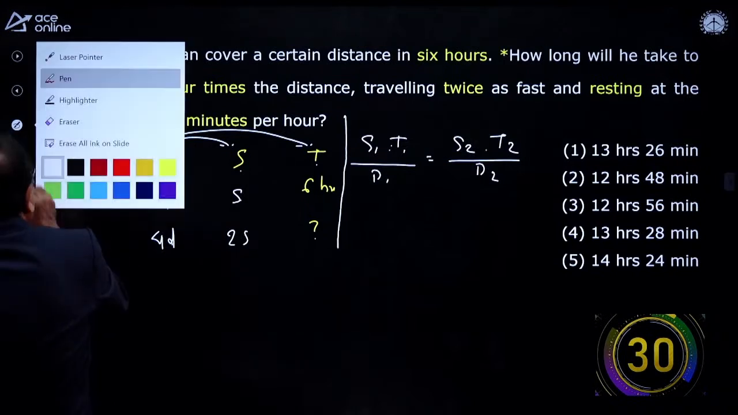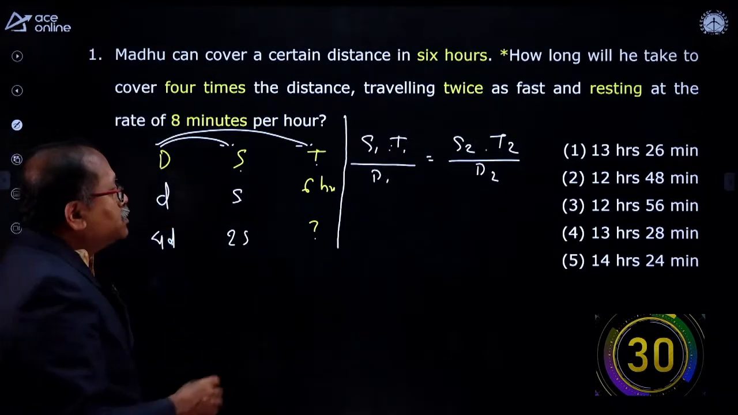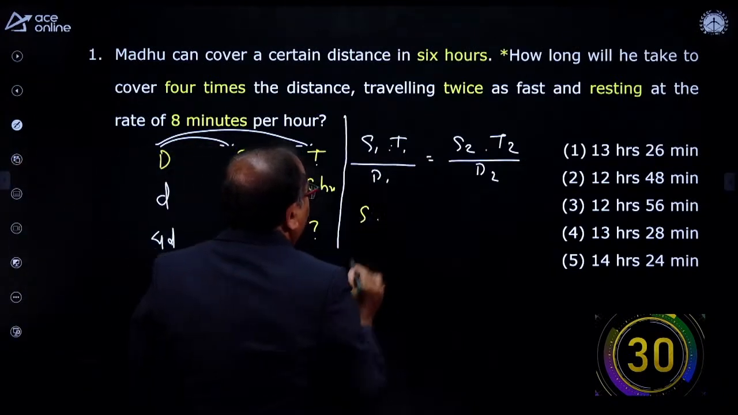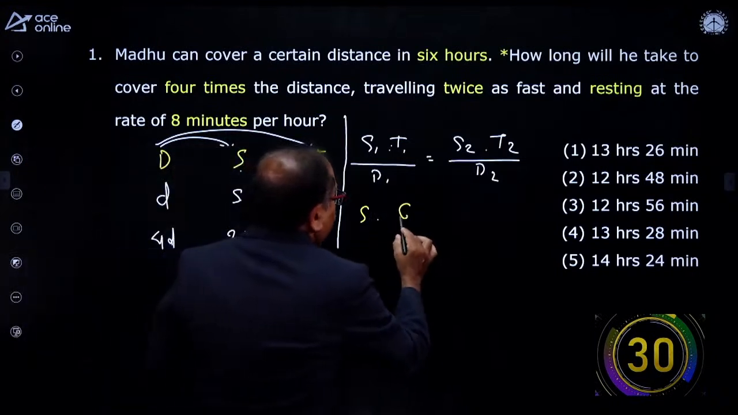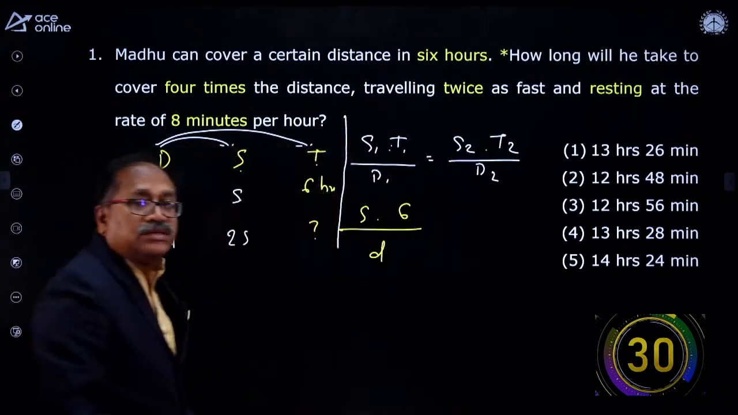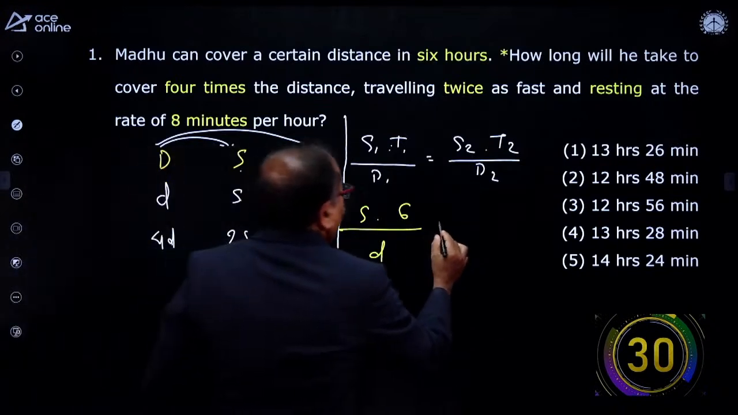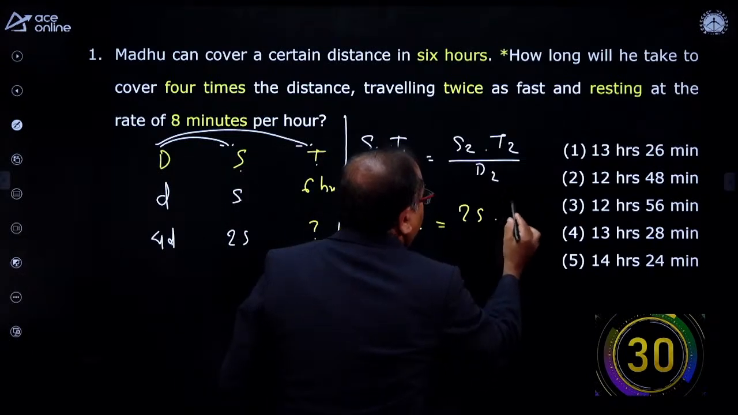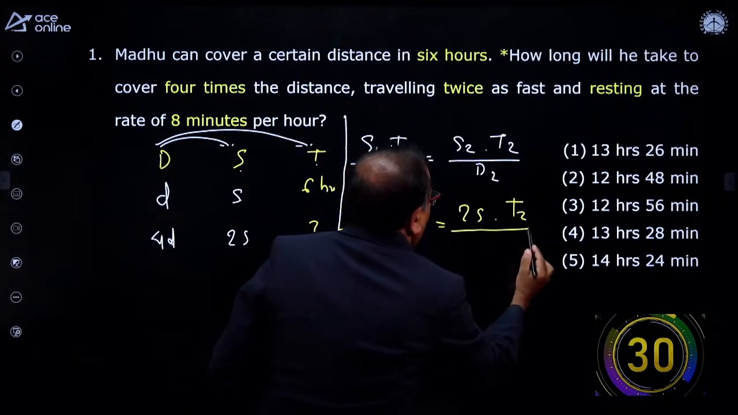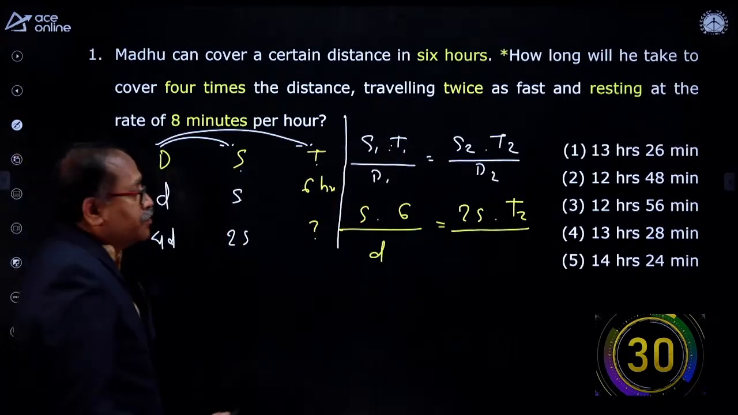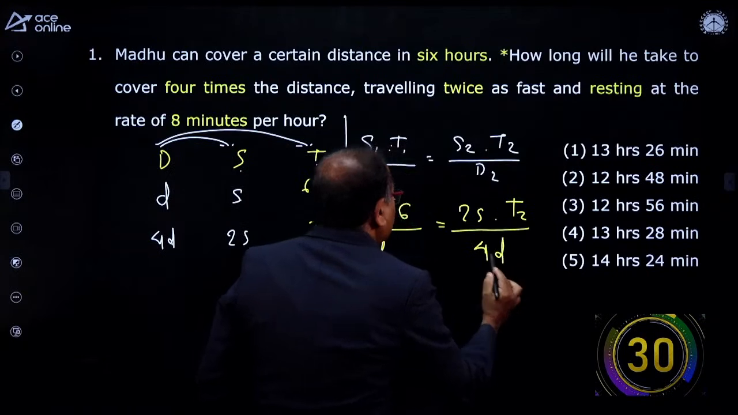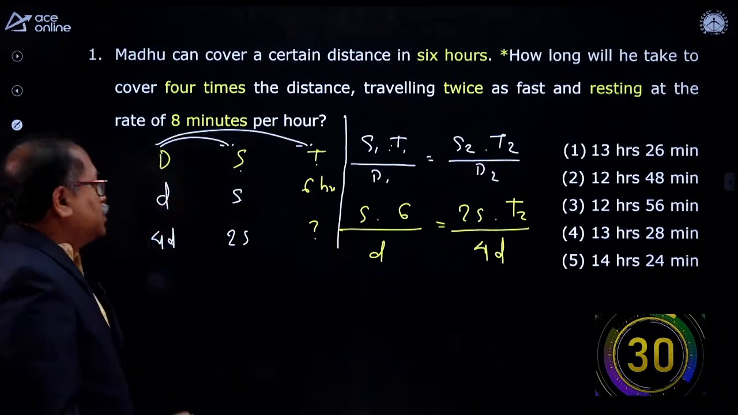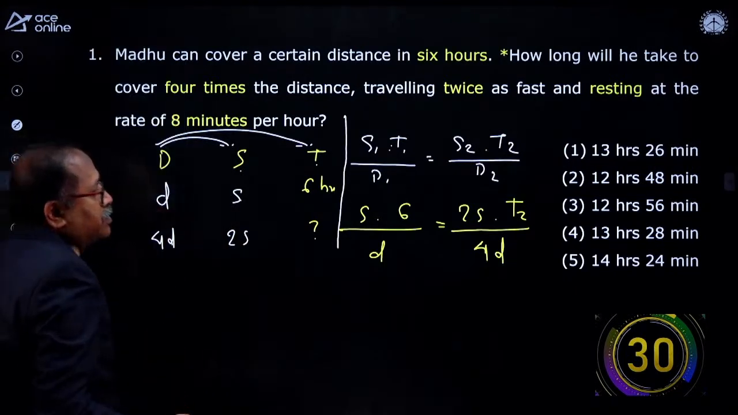Now if I write this, think about it. What is S1? S1 is S, into T1, which is 6, into D1, which is D, equal to S2, which is 2S, into T2, which is the question mark, and the distance given is 4D. So will I get the time? After that, we will add the resting time.